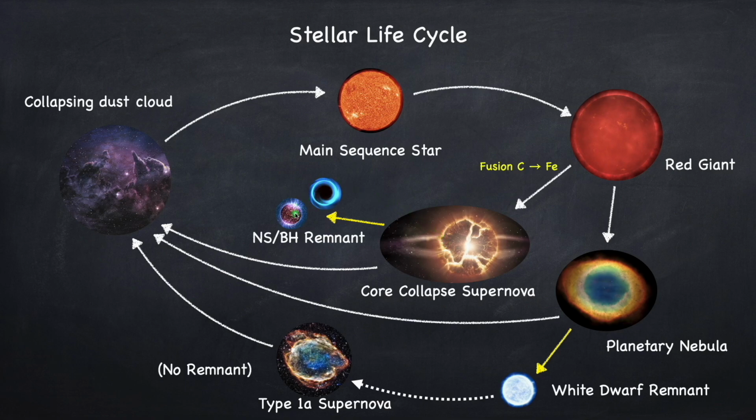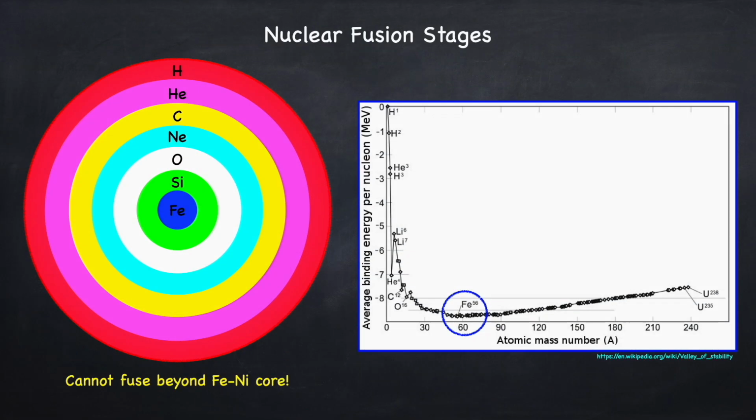The material ejected in the supernova may eventually find its way back into a collapsing dust cloud, and the whole cycle starts again. In order to fuse all the way up to iron, the star has to have a mass of about 10 solar masses or greater. So now let's jump to moments before core collapse.